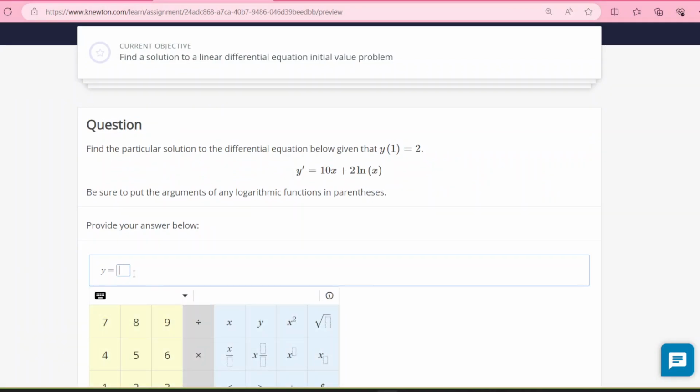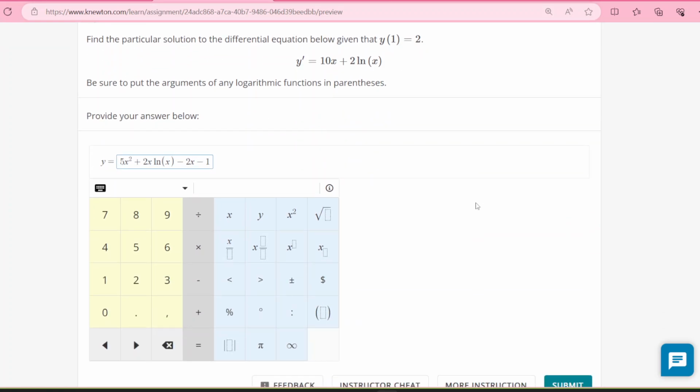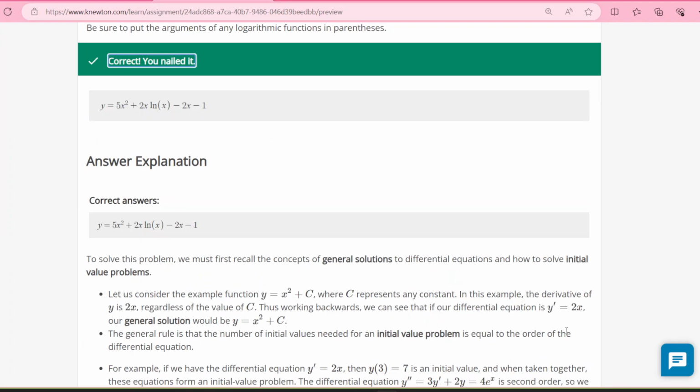So y equals 5x squared plus 2x natural log of x. And it said to make sure that you put arguments of log functions in parentheses, right? So I got parentheses around that x after the log. Then after that, minus 2x, and then of course minus 1, right? That constant, the value of c that helped me get a function that satisfied the condition. Submit. Wonderful.